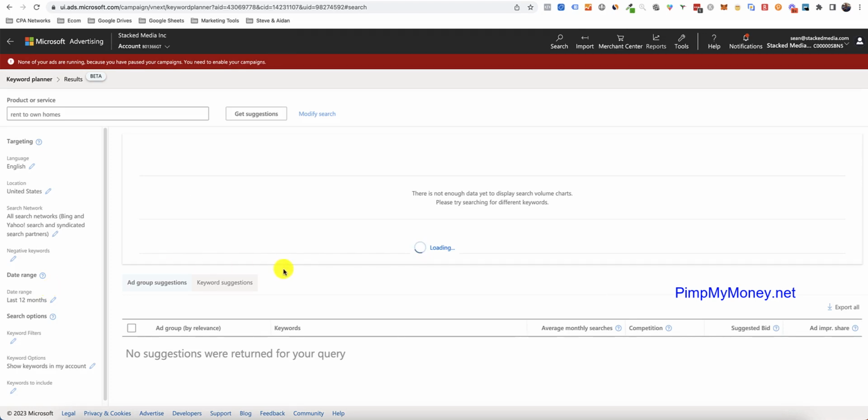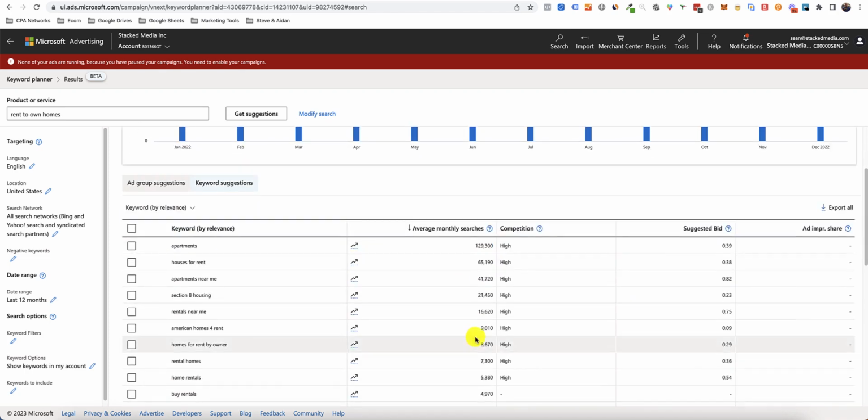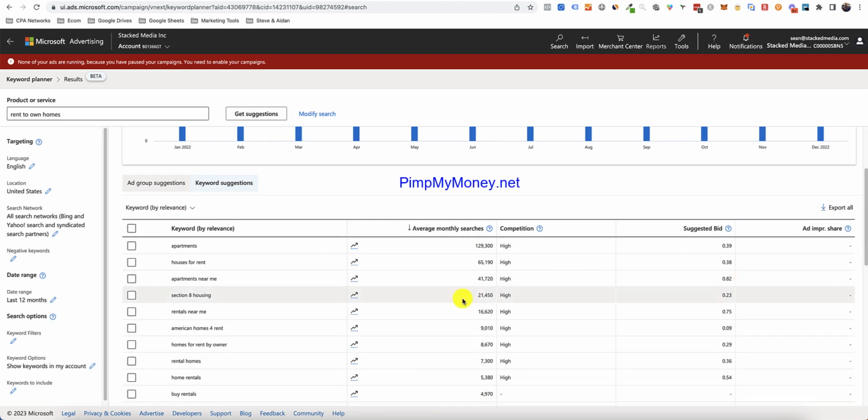Then what you're going to do as this loads up is click the keyword suggestions. And what I like to do actually is sort by average monthly searches so that I can see exactly how popular this niche is. In Google, I'm looking for keywords that have greater than 1,000 searches a month. On Microsoft, I'm looking for keywords that have greater than 100. Why? Because traffic on Microsoft is about 10 times less than the traffic on Google. So you can see here there's lots of traffic. So that's number one on the indicator. Remember, these are not rules, these are just guidelines.